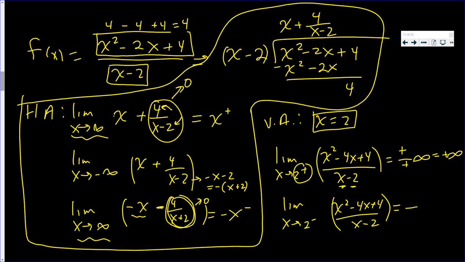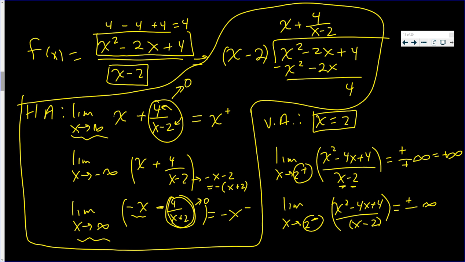We know it's going to be infinity. If you're anywhere near 2, the numerator is going to be near 4, which is positive. Well, only when you're at x minus 2 do you care about more than or less than. If you're a little bit less than 2 and you take away 2, you're going to be negative. So this is negative infinity. So the vertical asymptotes are over.